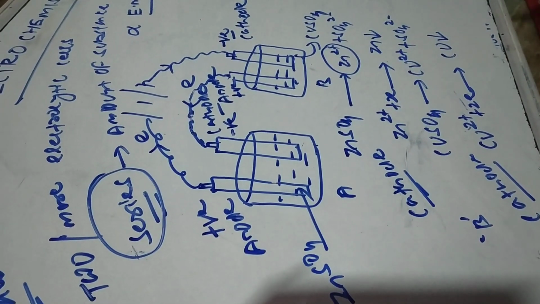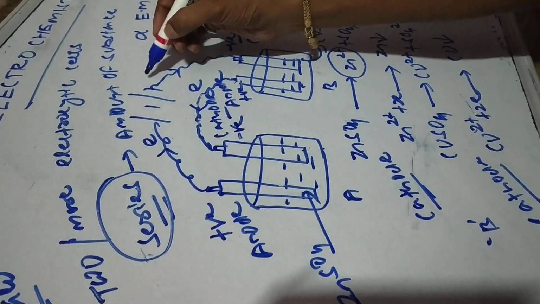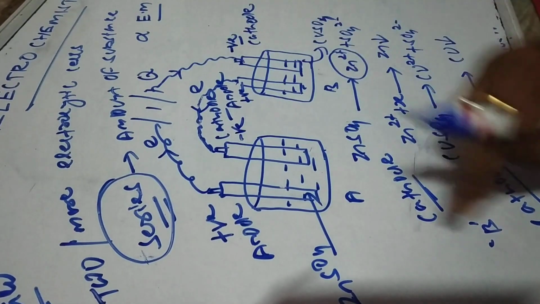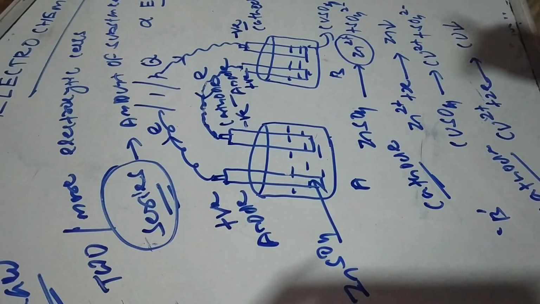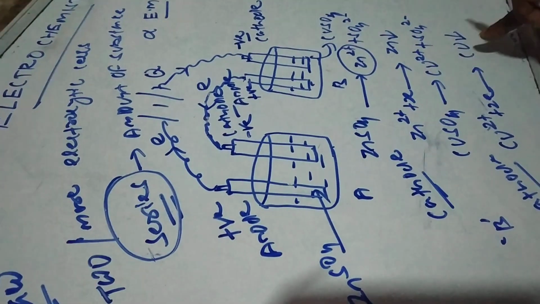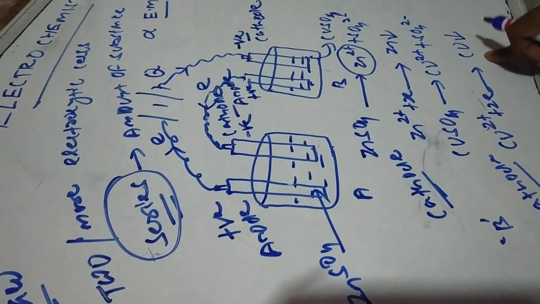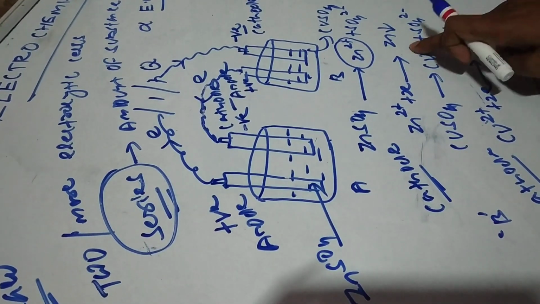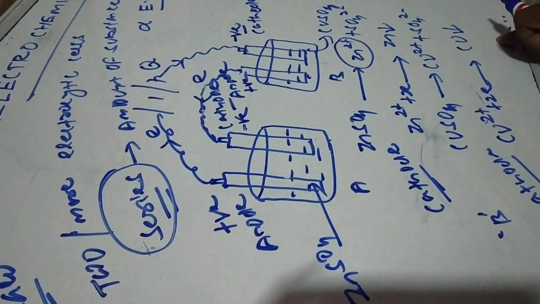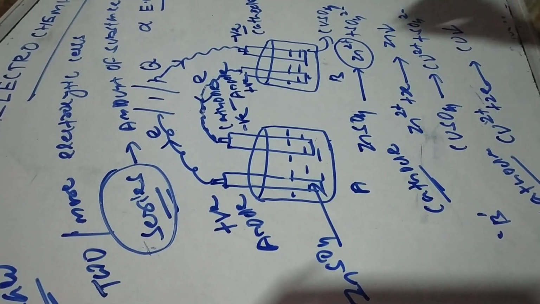So in the first electrolytic cell at the cathode, zinc is deposited, and at the second electrolytic cell at the cathode, copper will be deposited, and the amount of charge flowing through it is, let's say, Q. When we pass the Q amount of charge through both cells, at the cathode of the first cell zinc is deposited, at the cathode of the second cell copper is deposited, but the amounts of zinc and copper will not be the same, because the amount deposited depends upon its equivalent mass.